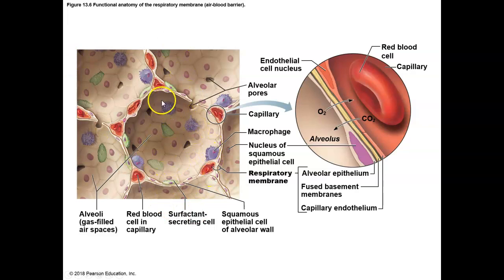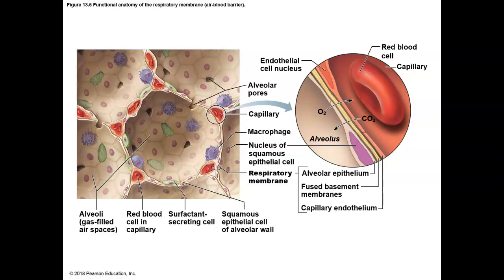What the macrophages do is they wander around looking for any materials that have been inhaled that should not be there. So these macrophages then will eat up that material, any damaged cells, as well as any dust that gets in, pollen grains, or potential pathogens. And these green structures here are what we call the surfactant secreting cells.